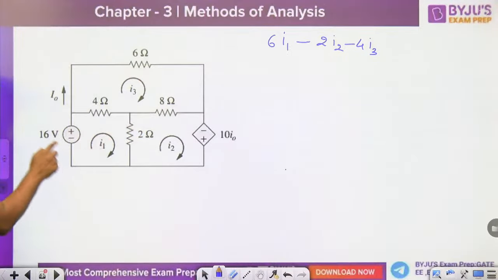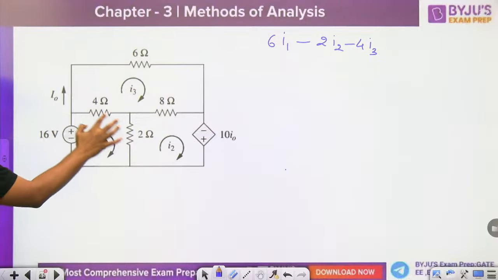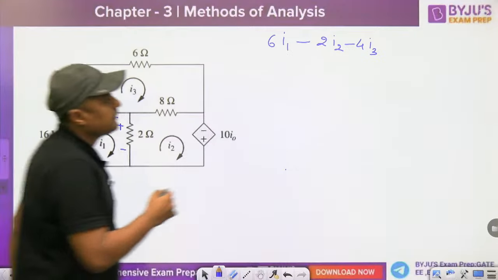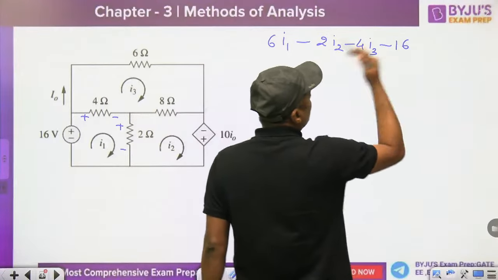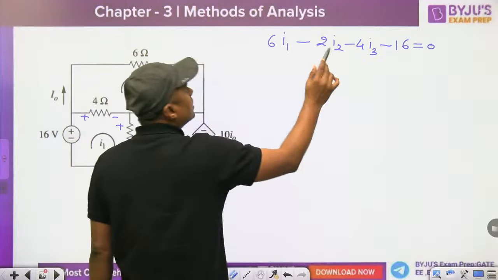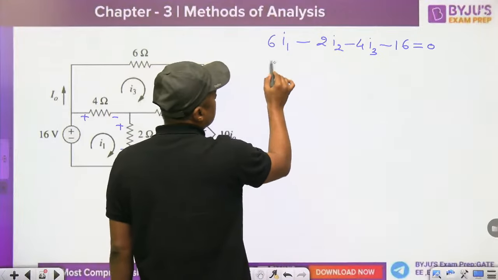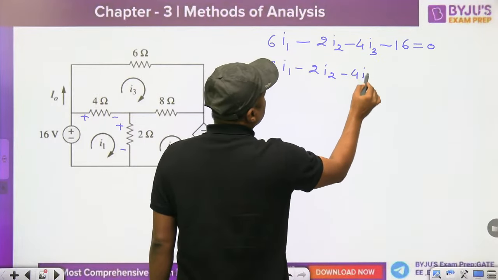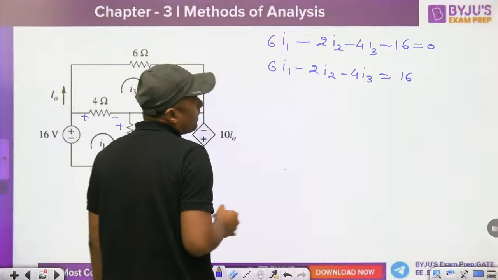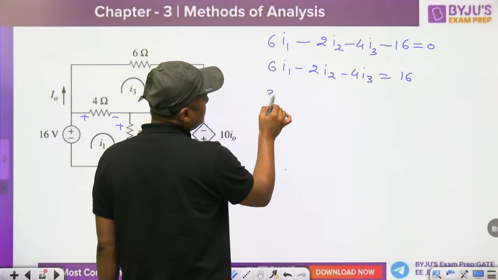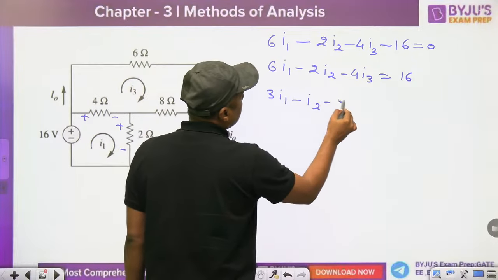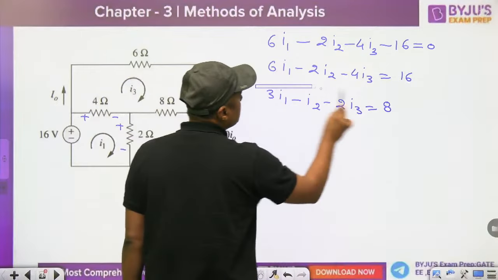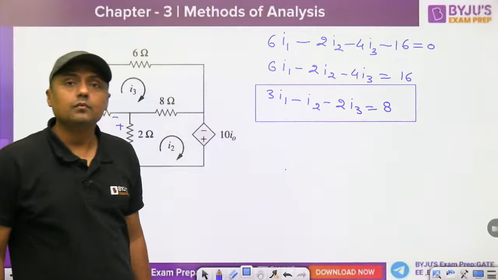And what about this? Watch this, this is a negative voltage. When we enter through the negative, this is plus, so here it is minus 16. On the right-hand side it will become plus 16. So directly you can write plus 16. So 6I1 minus 2I2 minus 4I3 is equal to 16. Now you can take 2 as common, so it becomes 3I1 minus I2 minus 2I3 is equal to 8. Make it as simple as possible. This is the first equation from the inspection method.